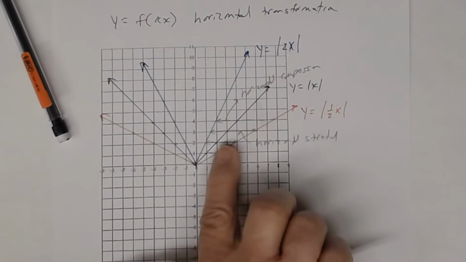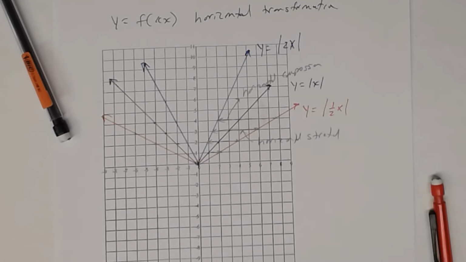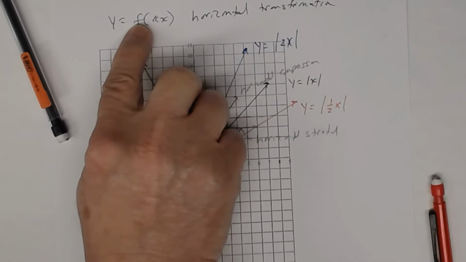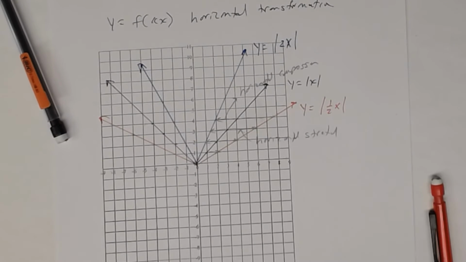All right, so horizontal stretch, horizontal compression. That takes us to this now. When looking at k, how is looking at k going to tell me right away if we're dealing with a horizontal compression or a horizontal stretch? That's what we need to look at.